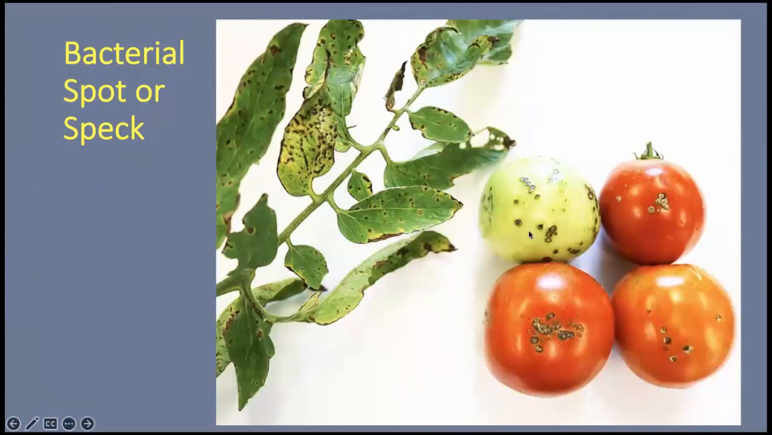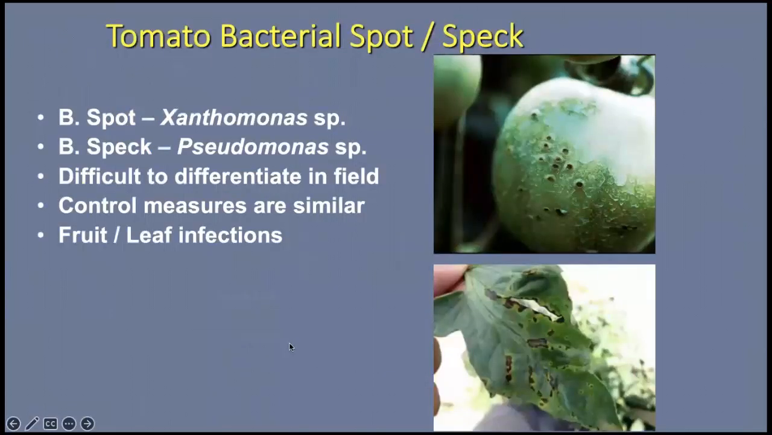But this is where it really gets ugly, is when you start having fruit infections. And these are particularly damaging. They, of course, aren't as pretty, they aren't as marketable. You certainly can eat them. They will have a reduced shelf life probably because of that, because it opens up possibility for secondary pathogens to help rot those fruit as well. So again, spot is caused by Xanthomonas species. Speck is caused by Pseudomonas species. And again, the control of these two are pretty similar.